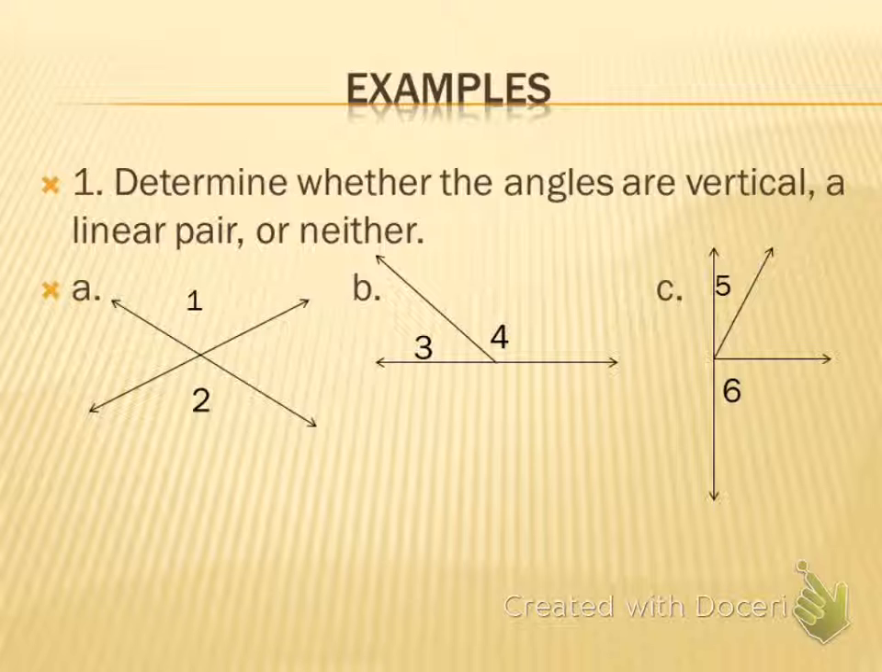So part A, angle 1 and angle 2, what do you think? Are they a linear pair, meaning they're right next to each other, forming a straight line? Are they vertical angles, which means they're formed by two lines that intersect, but they're the ones that are across from each other, or are they not related in either way? They are vertical angles. See how they're right across from each other? Yeah. Those are vertical. Good.